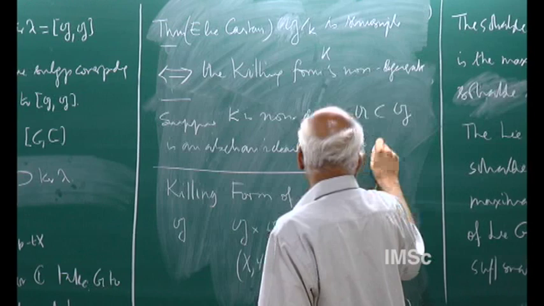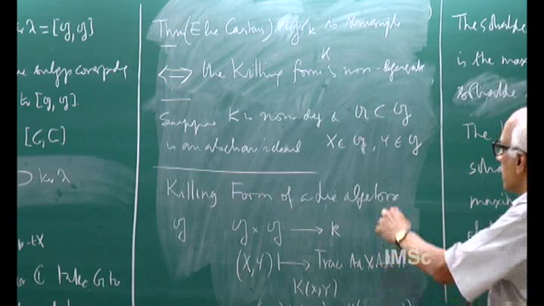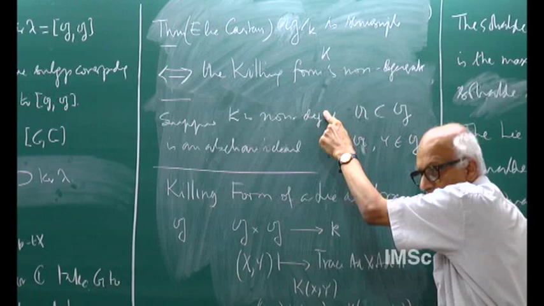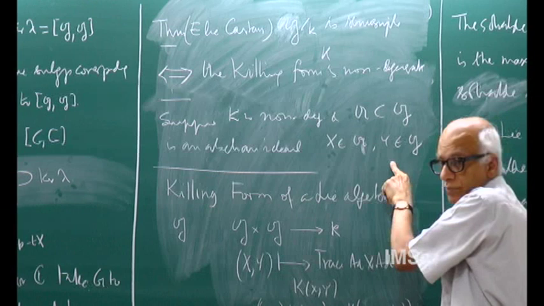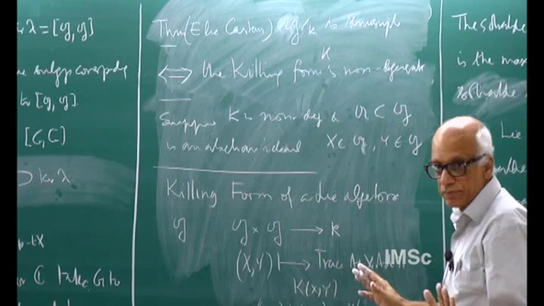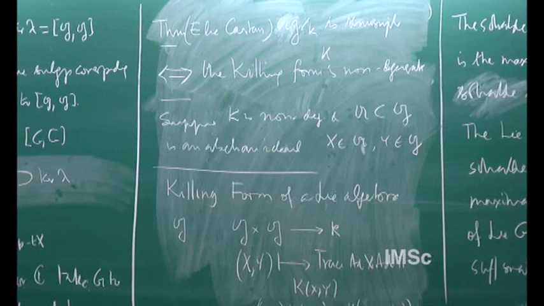What does ad x ad y do? ad x kills A. ad x ad y will map G into A and then gets killed again. So trace of ad x ad y is always 0 for x in A and any y in G, which will contradict the non-degeneracy. If A is non-zero, you have a non-zero x such that trace of ad x ad y is 0 all the time. So that's easy to prove. If the Killing form is non-degenerate, it has no abelian ideals. But the converse is a little more delicate.